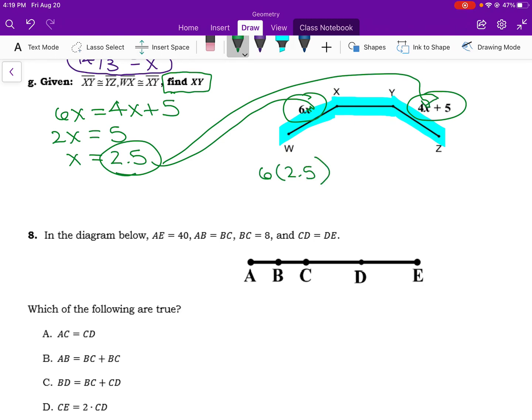If I go ahead and multiply these together, I would get 15. And over here, 4 times 2.5 plus 5. If I take 4 times 2.5, that's 10, plus 5 is also 15. So either way, I get 15, and so I know that XY is equal to 15. The measure of line segment XY is 15.